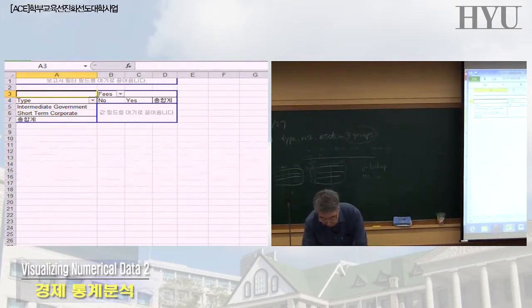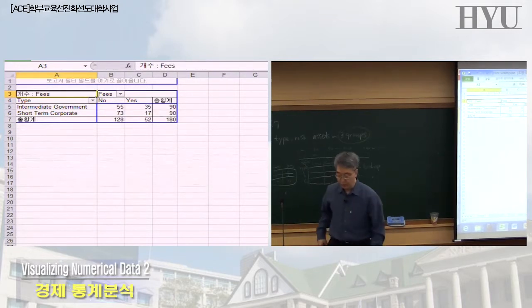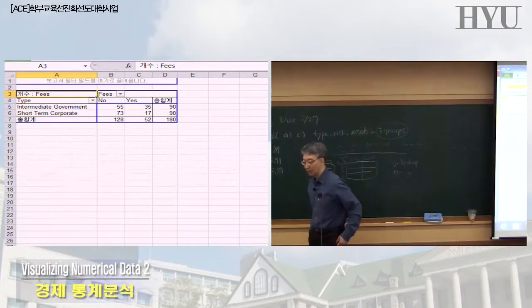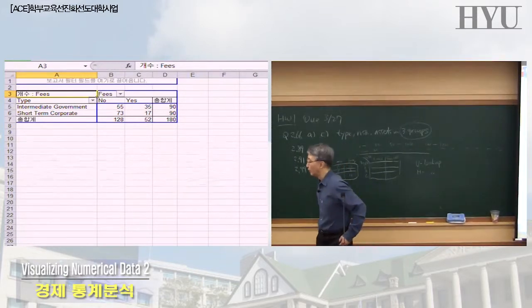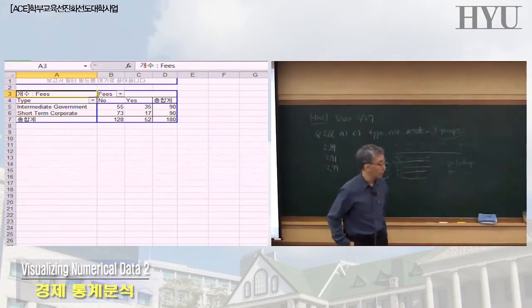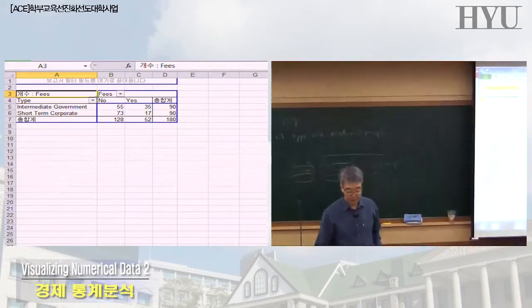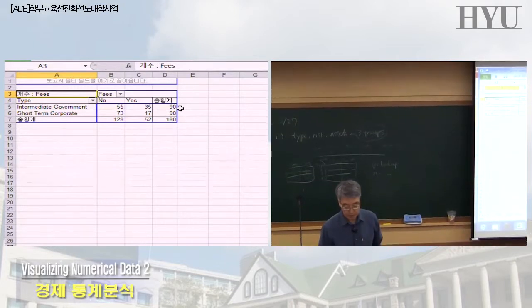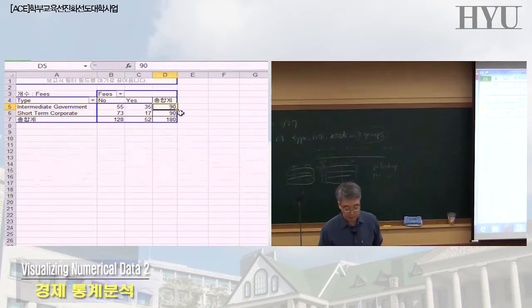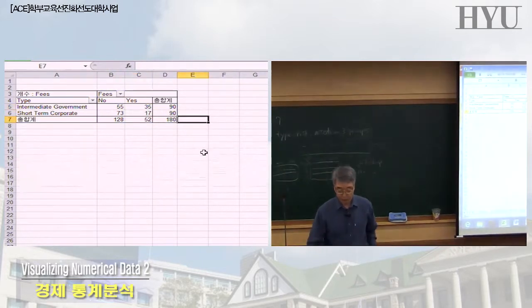The simplest way, let's say I'm going to drag fee to here. It says count. It just counted the number of funds and classified them into this table. So you know how to understand this. There are a total of 90 intermediate government funds and 90 short-term corporate funds. And out of those 90 intermediate government funds, 55 do not charge fees, but 35 of them charge fees, and so on.